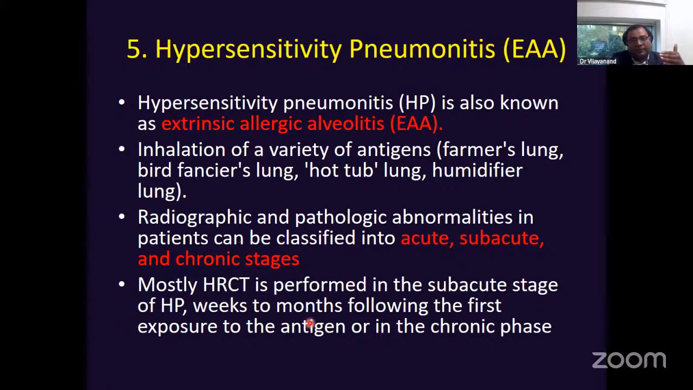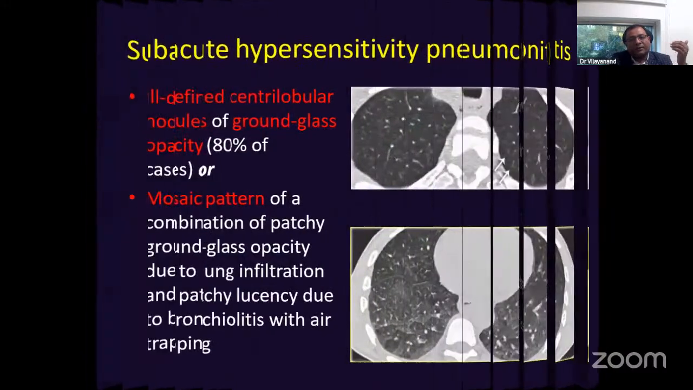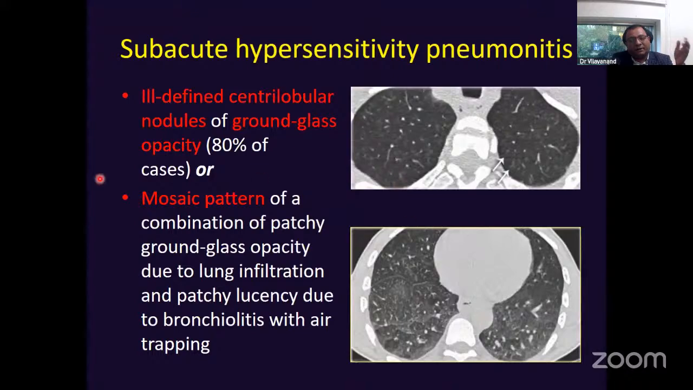But when the patients present in the subacute and chronic stage, we can confidently diagnose subacute hypersensitivity pneumonitis. What will be the findings in case of subacute hypersensitivity pneumonitis? They are ill-defined centrilobular nodules of ground glass opacity in approximately 80% of the patients. And you can see here, irregular faint fibronodular densities are seen in both the lungs.